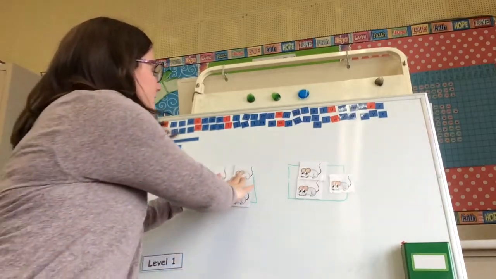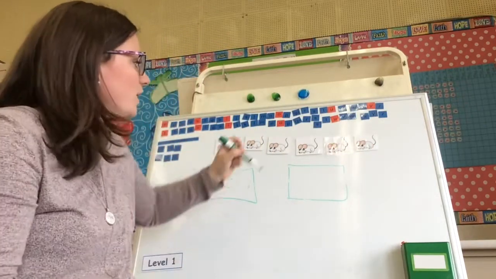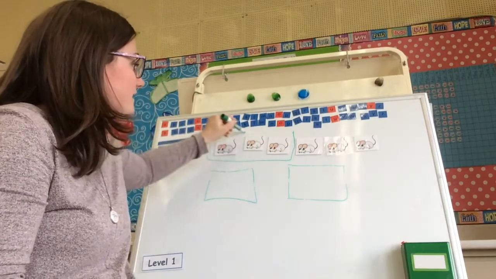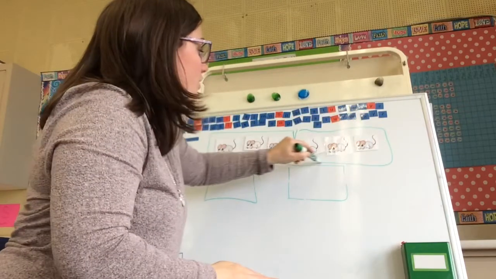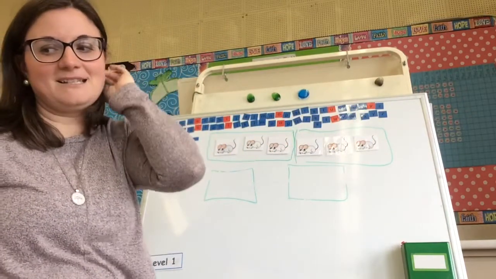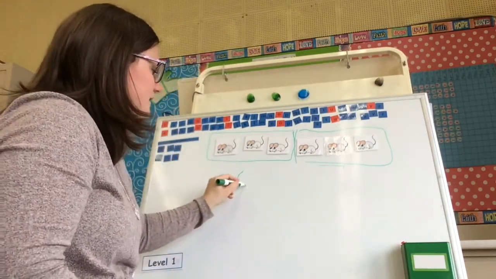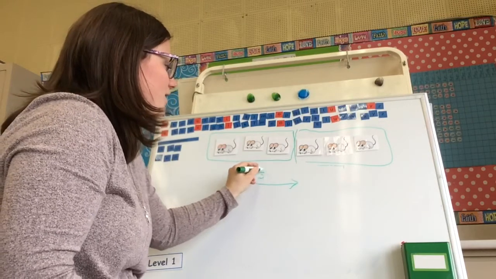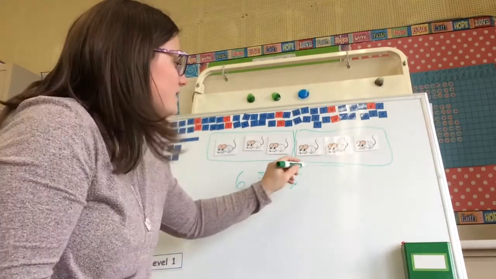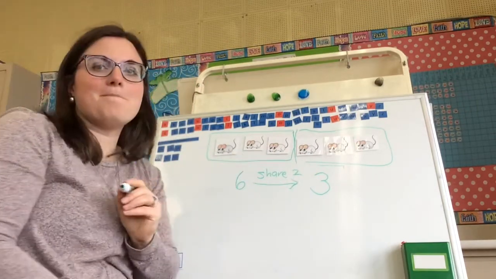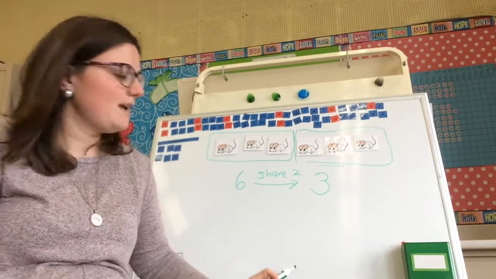So when I have my 6 mice and I want to share them with 2 people, now I can draw my boxes up here. Each person is going to get 3 mice. So starting with my 6, if I share my 6 mice with 2 people, each person is going to get 3 mice. So 6 shared with 2 people is going to be 3 mice.